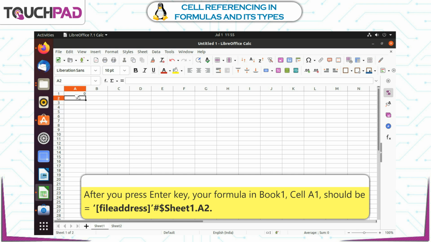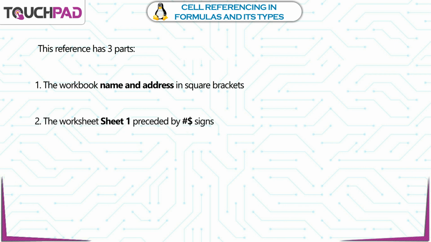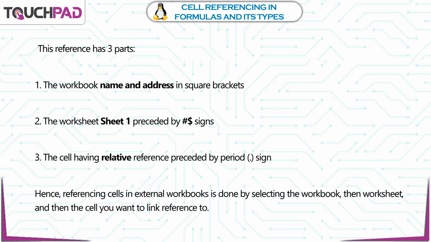square bracket open, file address, square bracket closed, hash, $Sheet1.A2. This reference has three parts: the workbook name and address in square brackets, the worksheet Sheet 1 preceded by hash and dollar signs, and the cell having relative reference preceded by period sign. Hence, referencing cells in external workbooks is done by selecting the workbook, then worksheet, and then the cell you want to link reference.